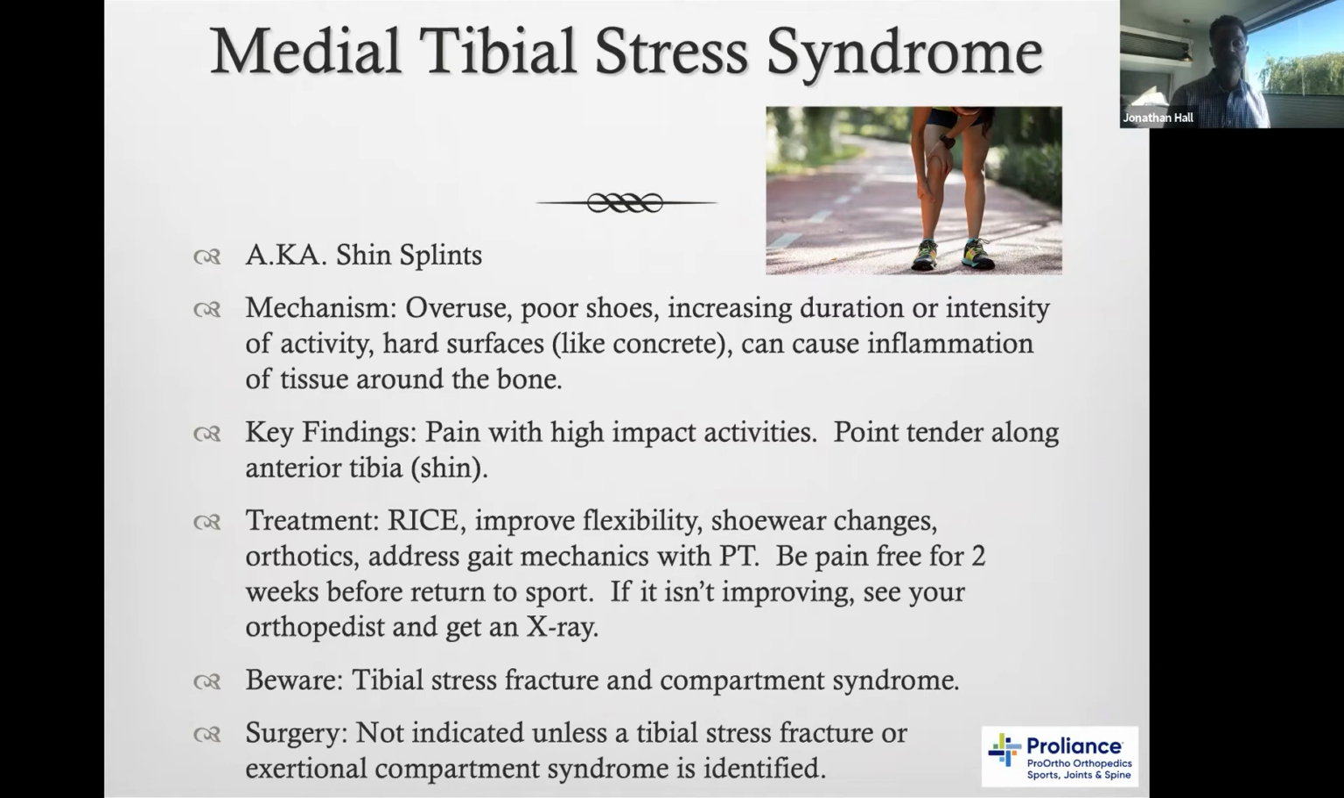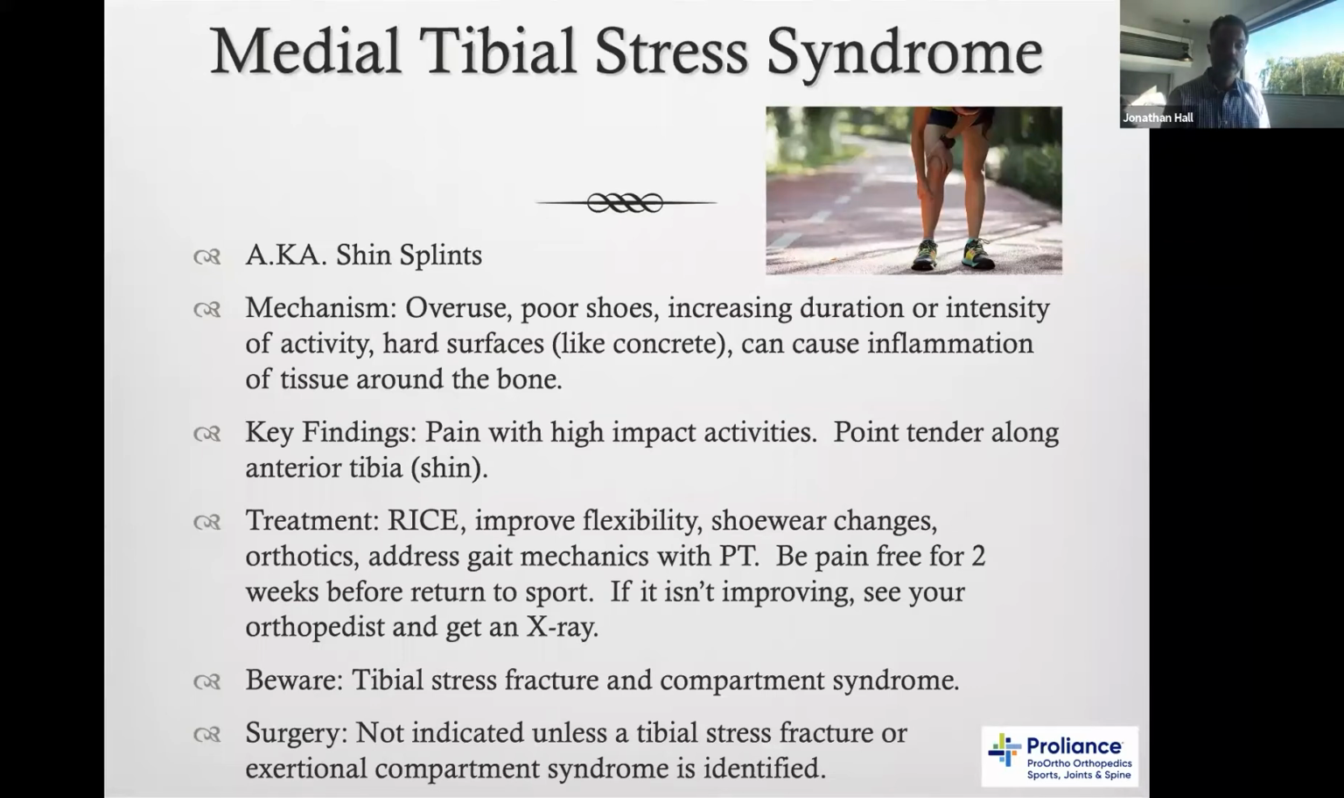So if this isn't getting better, then you really do need to get checked out. And another thing that I mentioned here is you need to be pain-free for about 2 weeks before you go back to your sport. Otherwise, it's probably going to come back. But if you're not getting better, you need to get an X-ray. And the reason for that is there are two conditions that can happen. The first is a tibial stress fracture, and that can happen. And it's a real bad player. It's one that often ends in surgery with a big rod that we put up your tibia to get that to heal. And the other one is compartment syndrome, and I'll talk about this next, called exertional compartment syndrome. So those are the potential problems that can come into play.